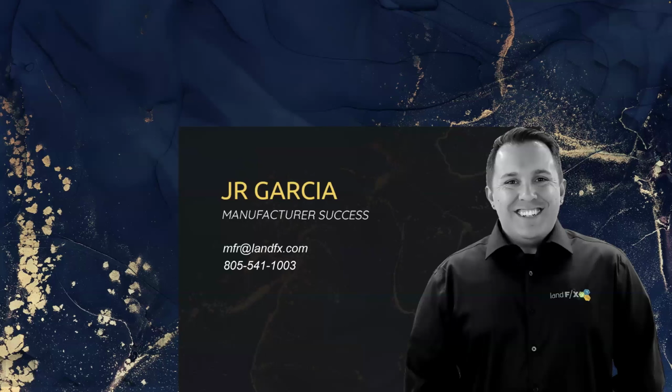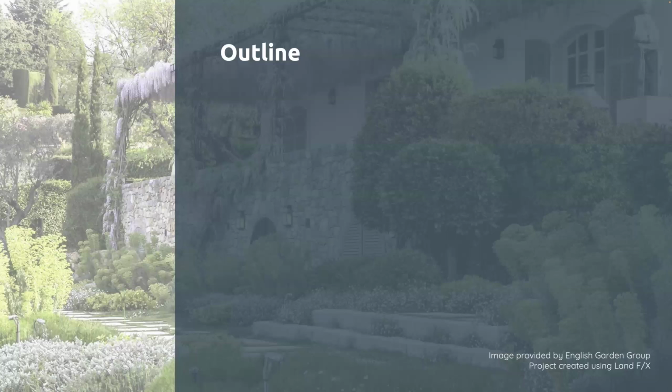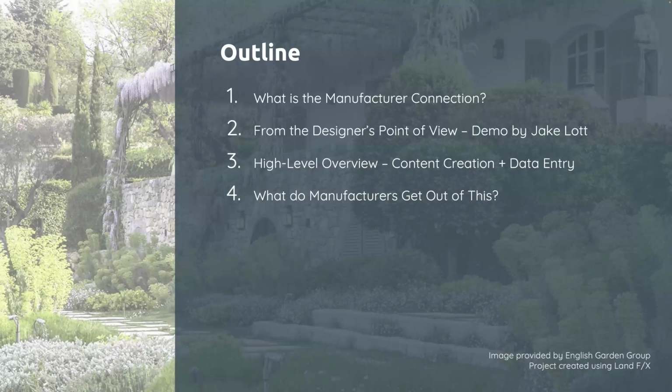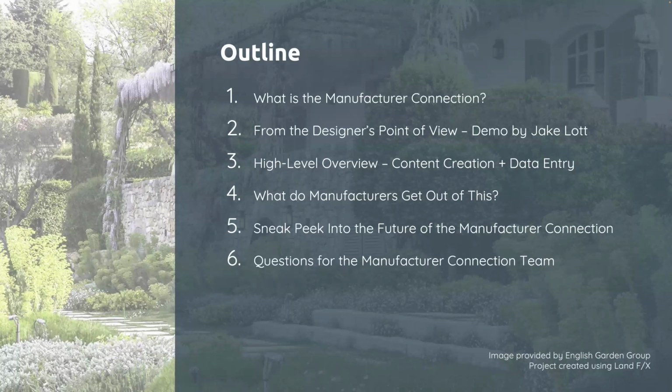Today, we're going to go over a quick outline. We're going to go over what the manufacturer connection is. We're going to look at it from a designer's point of view, and we have a great treat, a demo by Jake Lott that will go over that more in depth. A high-level overview of the content creation and data entry. We're going to get into what manufacturers get out of this. We're going to take a sneak peek into the future of the manufacturer connection. And then lastly, we'll have some time for questions and answers.